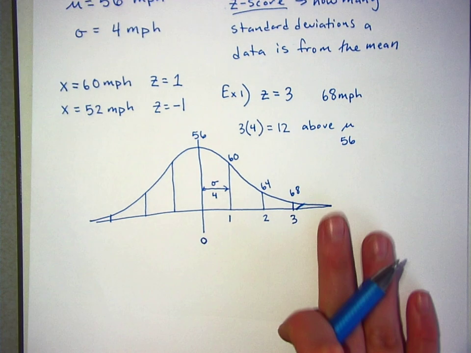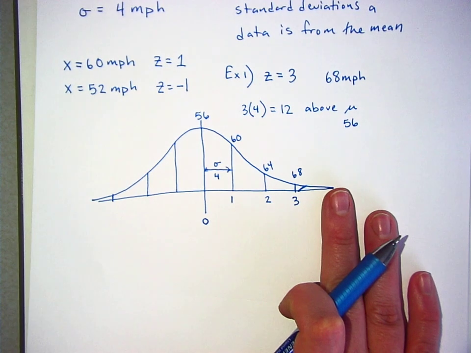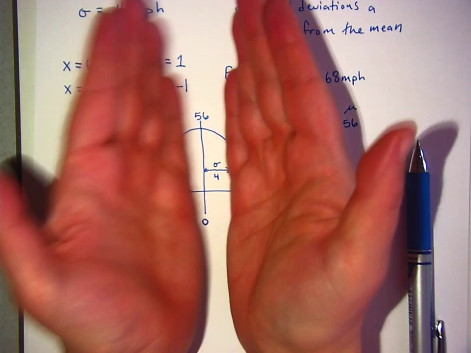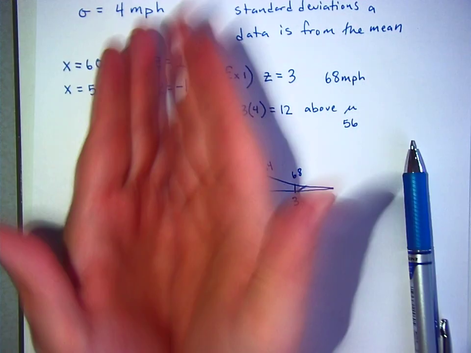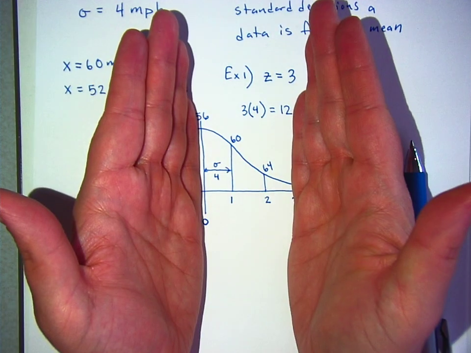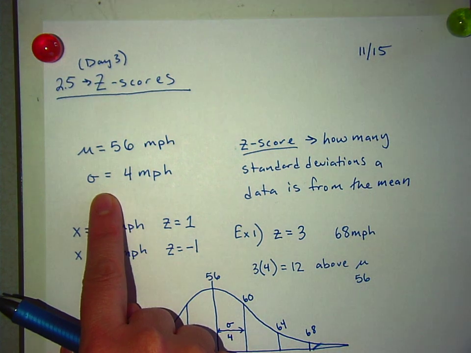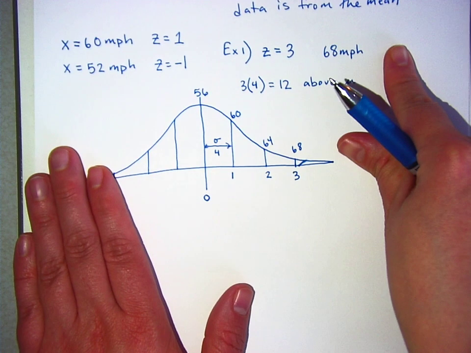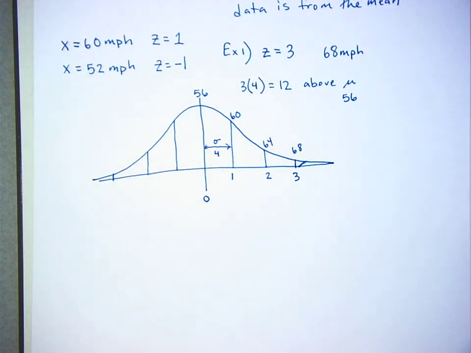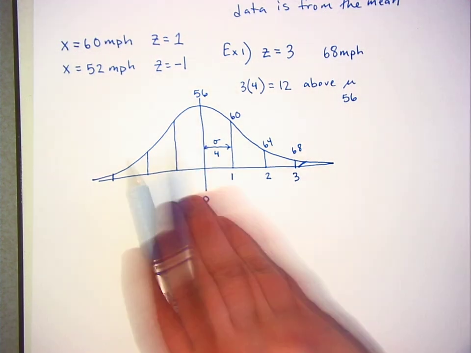What were you going to ask me? Why? Because it was 3 of these. So 1, 2, 3, 3 times 4 told us this distance. And that's because the standard deviation was 4. Tell me what you're confused about. Okay, so each one of these is 4, right? So what's this one?